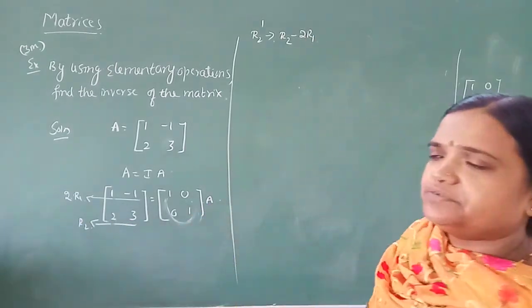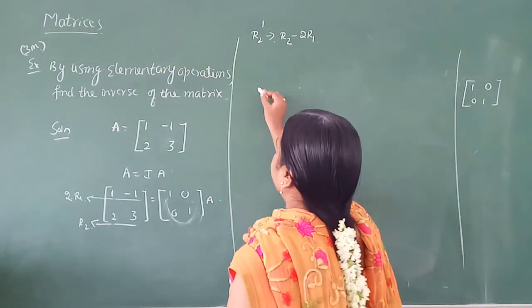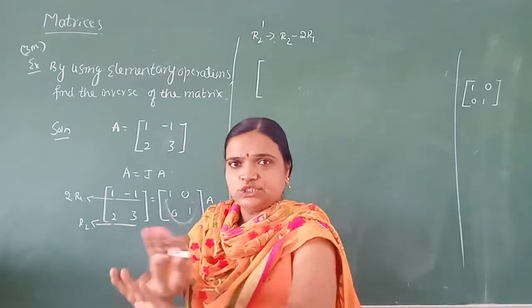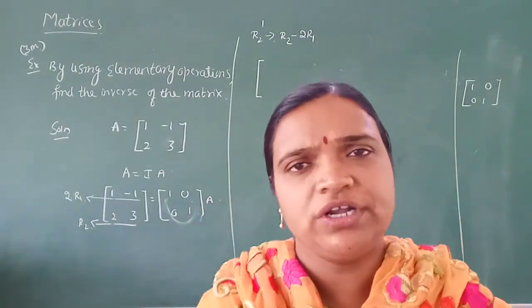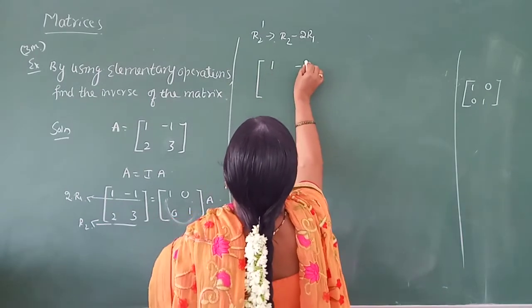This is the operation we are doing: R2 to 2 minus R1, so that you can get C. In the first row there are no changes. Nothing we have done, therefore we are writing it as it is, 1 minus.